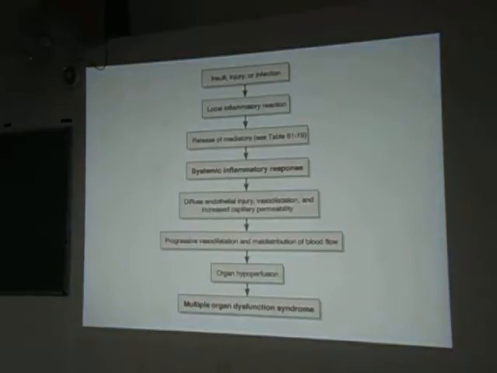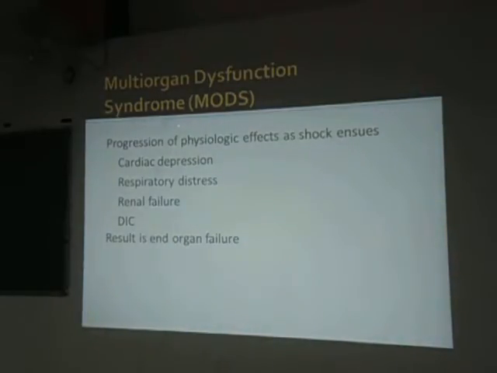So what may be the normal mechanism in septic shock? Insult, injury or infection. Injury may lead to hypovolemic shock also. So there can be local inflammatory reactions, release of inflammatory mediators, maybe cytokines, substance P, all these things. So a systemic inflammatory response can be there. Then there can be diffuse endothelial injury, vasodilation and capillary leak. So progressive vasodilation, maldistribution of the blood flow, and they can lead to hypoperfusion of the organs and multi-organ dysfunction syndrome. So what is this multi-organ dysfunction syndrome?